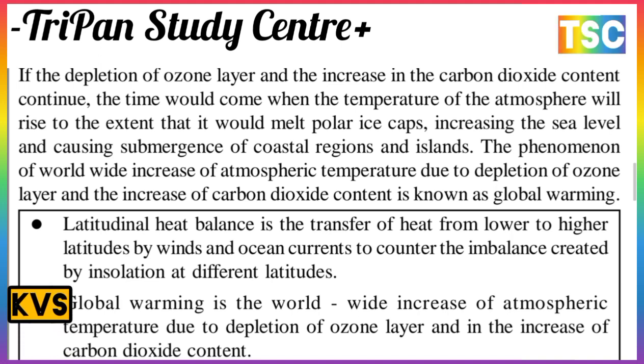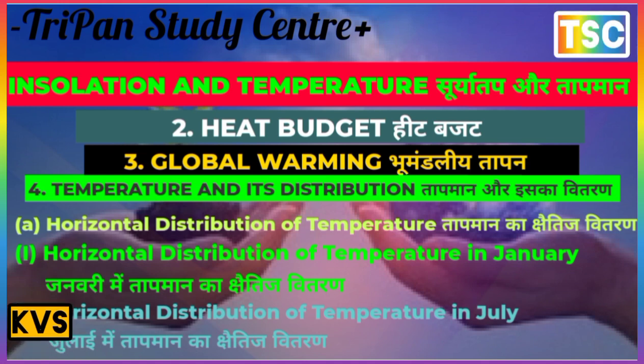There are two points here that are most important for the exam. The latitudinal heat balance is the transfer of heat from the lower to the higher latitudes by the winds and ocean currents to counter the imbalance created by insolation at different latitudes. And the next point: global warming is the worldwide increase of atmospheric temperature due to depletion of the ozone layer and the increase of carbon dioxide content. The next topic is most important here: temperature and its distribution.